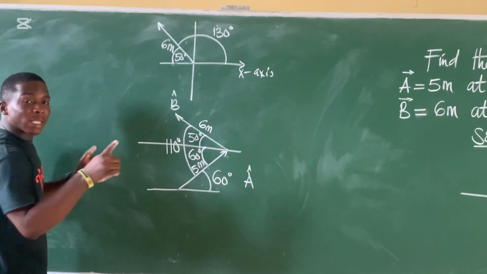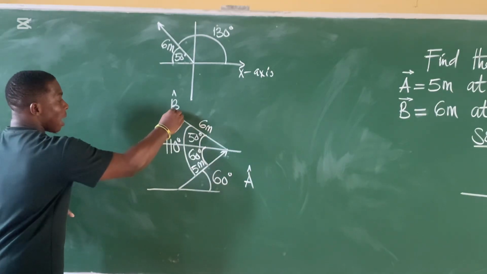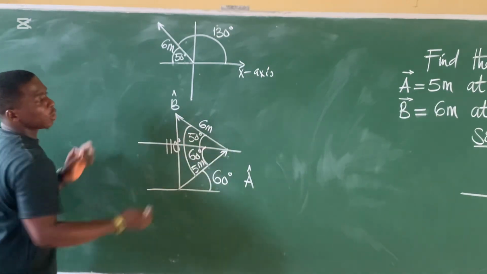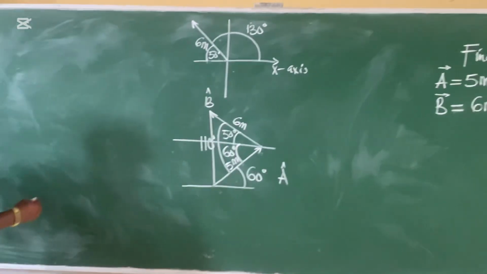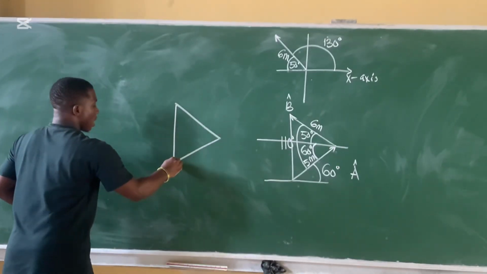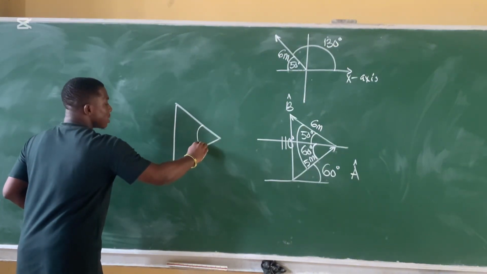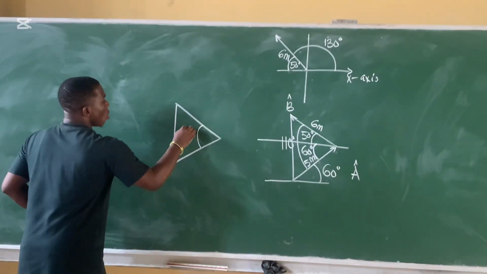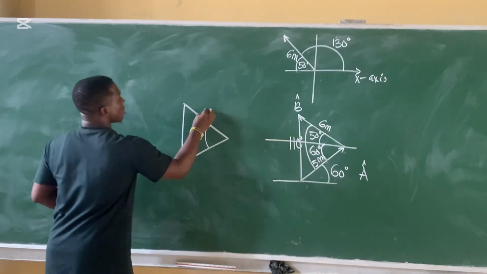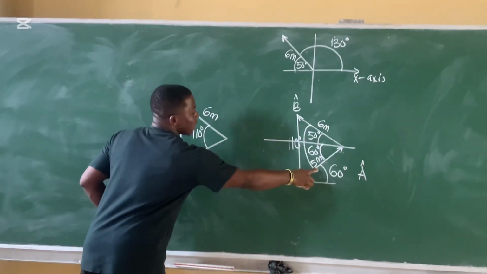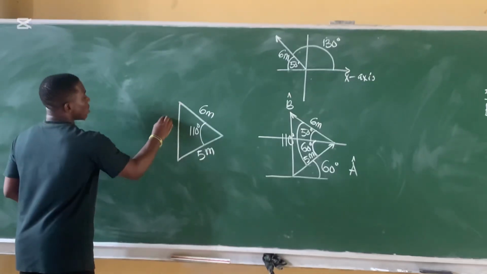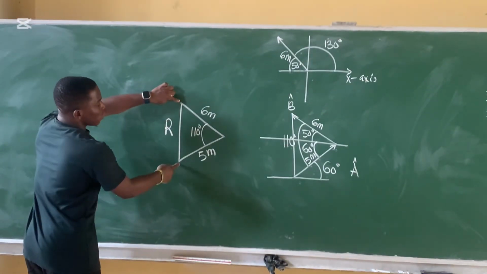And we always add head to tail. So I'm going to bring out this shape, and I have something that looks like this. The angle inside is 50 plus 60, which is 110 degrees. I know that this side is 6 meters, and this side is 5 meters. So what I'm looking for is my resultant R, the distance from here to here.